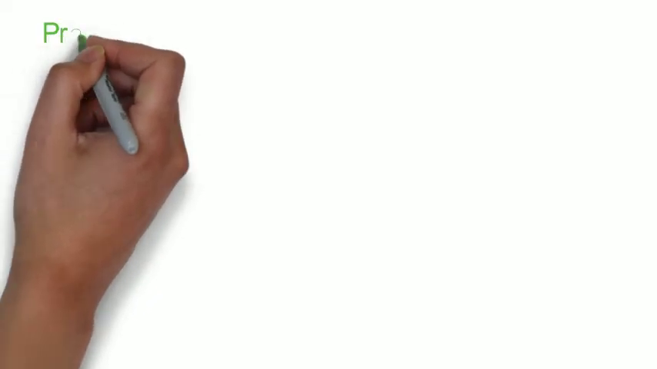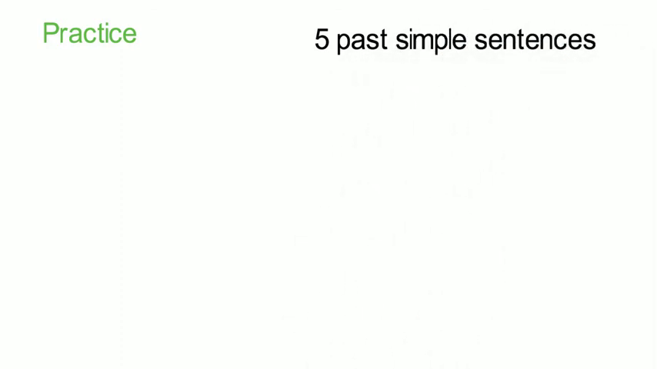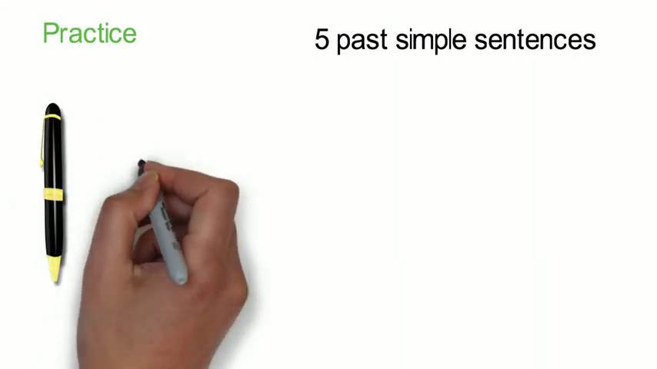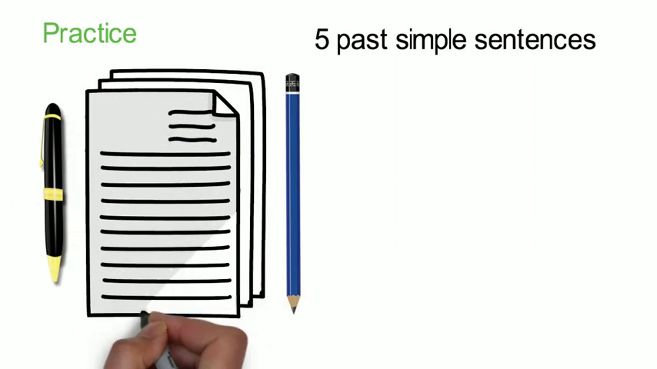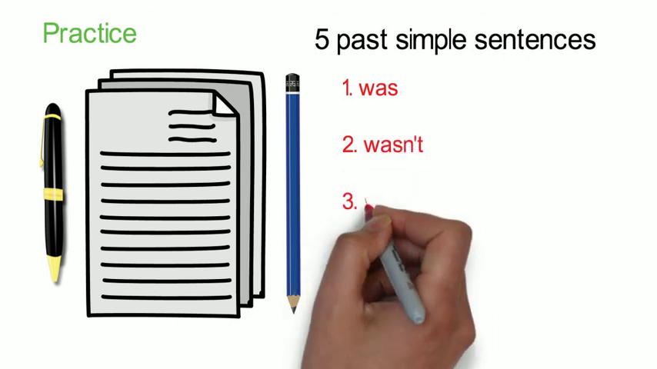Okay, now let's practice. Can you think of 5 sentences in the past simple tense? You will need a pen or pencil and your note-taking sheet to complete the following activity. Use the following verbs and include them in your sentences.